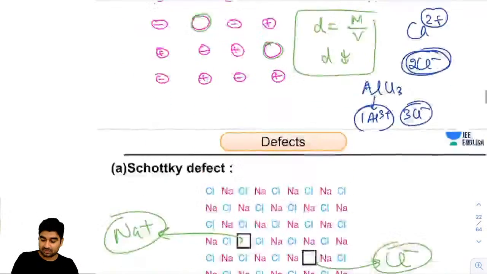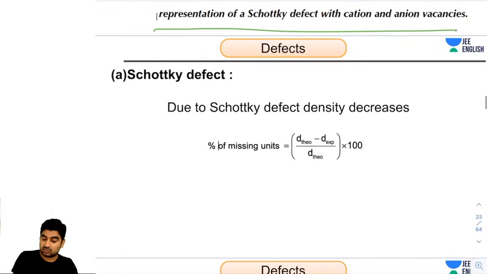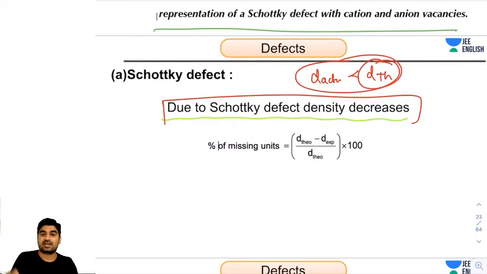Got it? So, have you noted the diagrams? Yes, draw these diagrams, guys, and note down each and every point. So, guys, due to Schottky defect, density decreases. So actual density will be less than theoretical density. Theoretical density will be more and actual will be less. Why? Because some ions are missing.